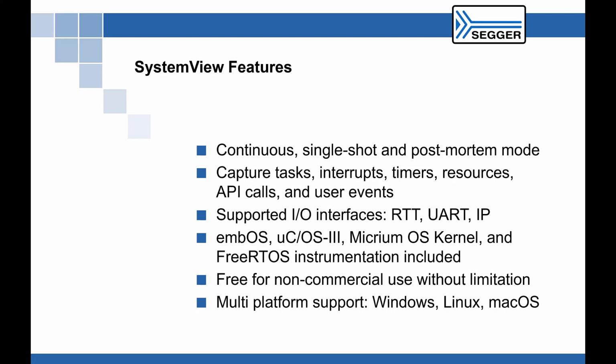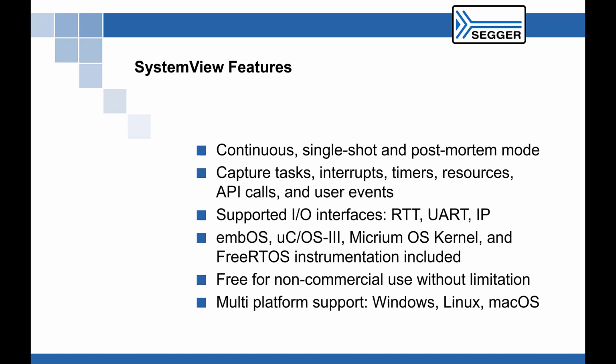Single shot recording would be that you set the RTT buffer to fill up once when you specify a specific starting point, and then just have a specific part of your application captured. And the postmortem mode would even work without the J-Link. So if your target, for example, crashes or something, then you could attach with a J-Link and extract the last SystemView data that was recorded and try to analyze crashes this way as well.